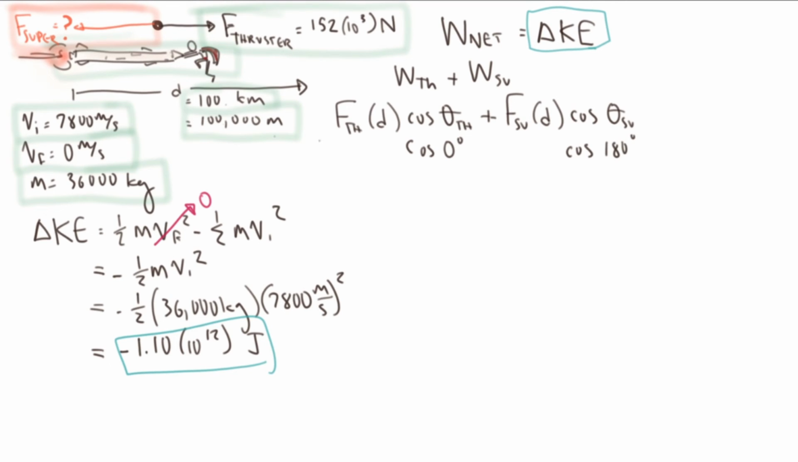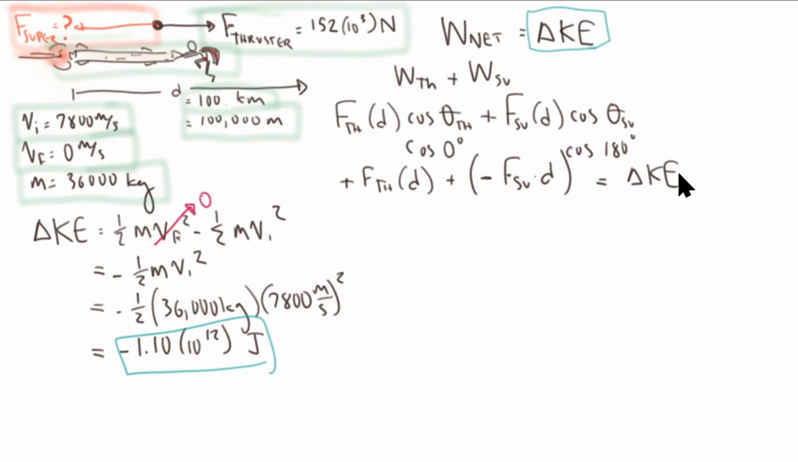So when we solve that out, cosine of 0 is equal to positive 1. So that's positive force of the thrust times the displacement. And then we add that to the quantity. Cosine of 180 is negative 1, times the quantity Superman force times the displacement. And that is all equal to the change in kinetic energy.